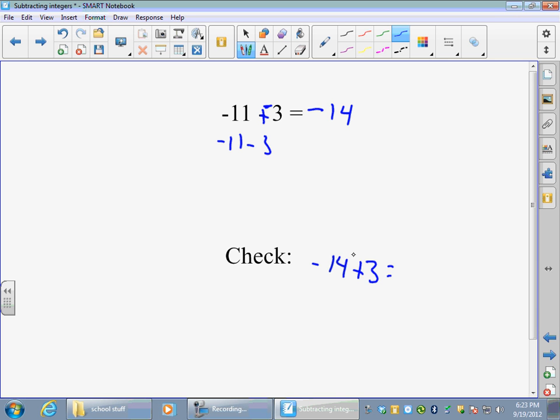They're different signs. I take the sign of the bigger, which is the 14, so it's negative, and I subtract these. It's 11. Yes, that is the right thing. So I know my negative 14 is the right answer.